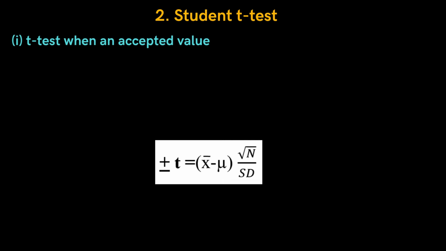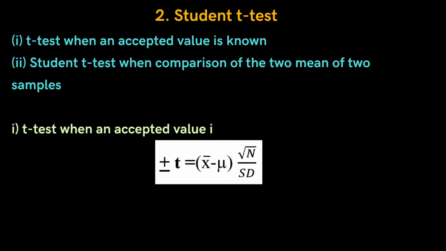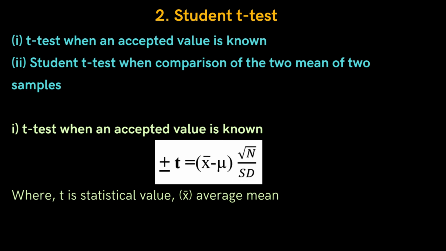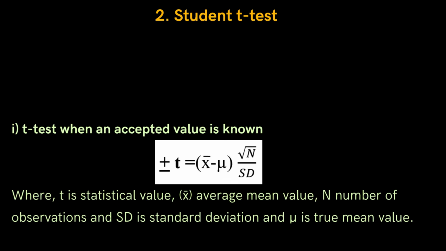The first one is the t-test when an accepted value is known. The second one is the student t-test for comparison of the means of two samples. Let us see here the t-test when an accepted value is known. The formula for calculation is plus or minus t equal to x bar minus mu, multiplied by square root of n, divided by SD, where t is the statistical value, x bar is the average mean value, n is the number of observations, SD is the standard deviation, and mu is the true mean value.